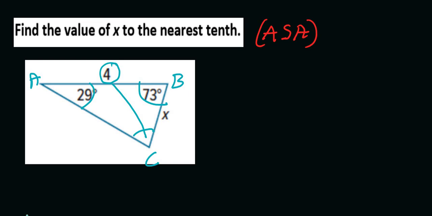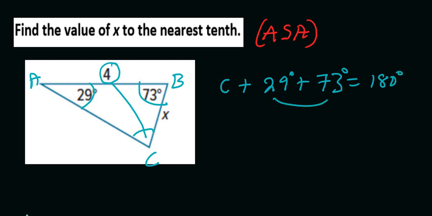So let's find the value of uppercase C by doing C plus 29 plus 73 degrees equals 180 degrees. Now let's add this together. C plus, 3 plus 9 gives you 12, and plus 7, that's 10. So this is 102 degrees equals 180 degrees. Now let's subtract 102 degrees from both sides.